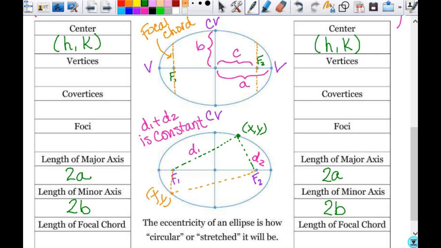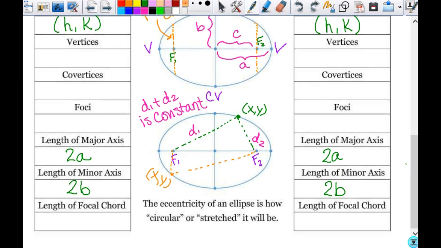Also the length of the focal chord, I'm just going to give that to you in the interest of time here. And you may not have enough room in the box. I couldn't make this box any bigger, so I'm going to go kind of underneath it. But it's 2b squared over a. 2b squared over a. We'll look at another way to come up with that, but those are the same.